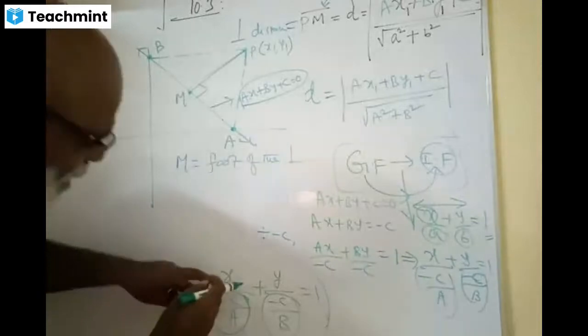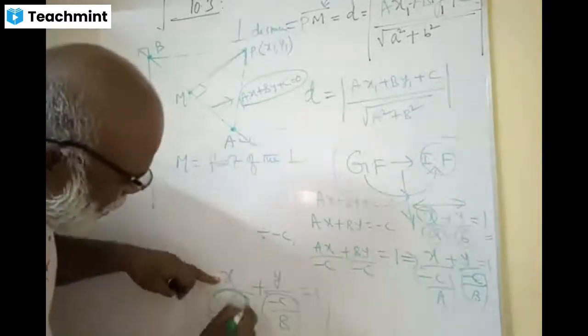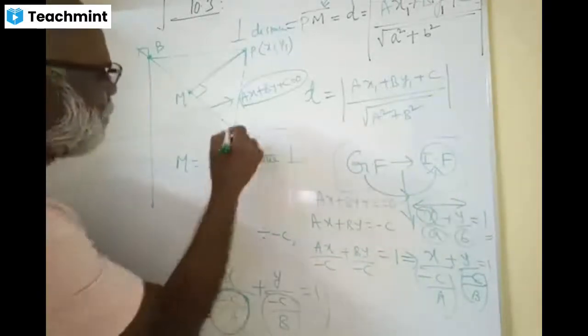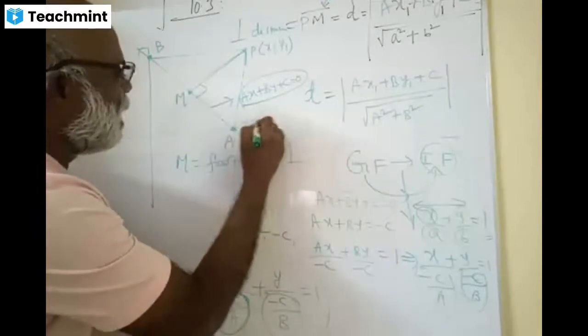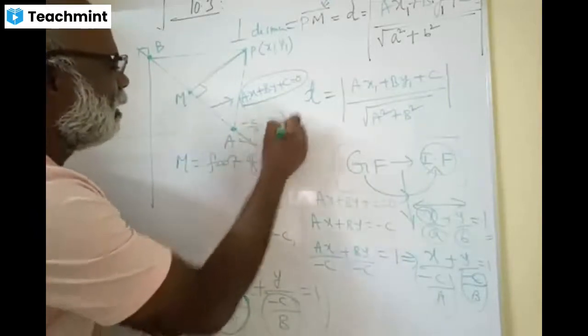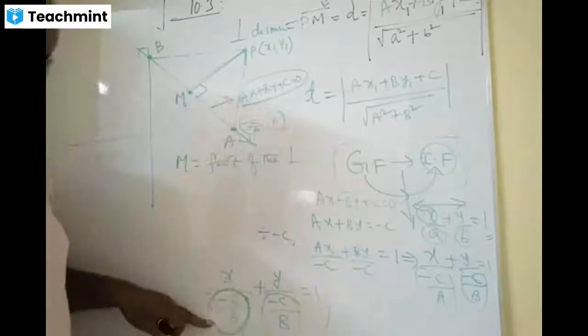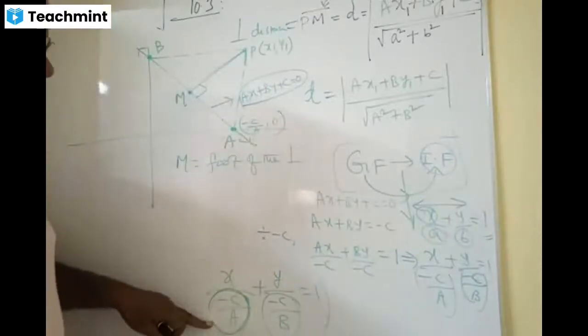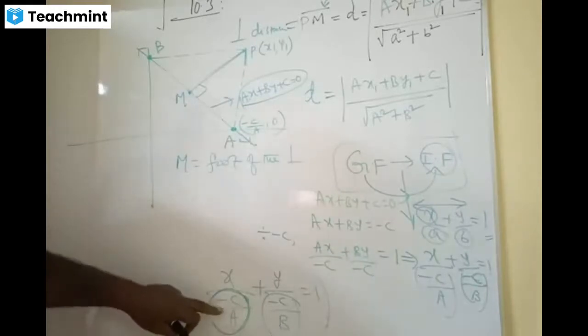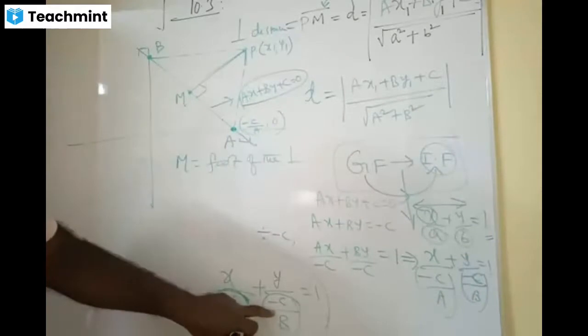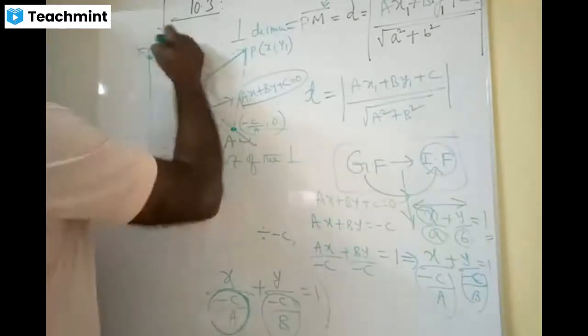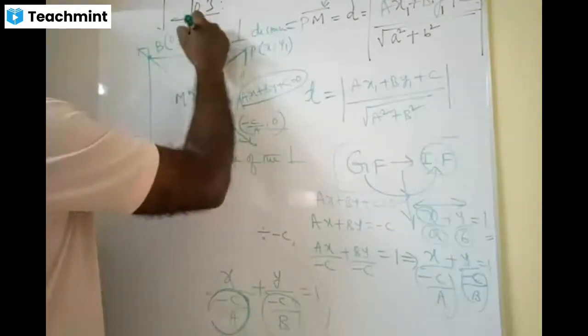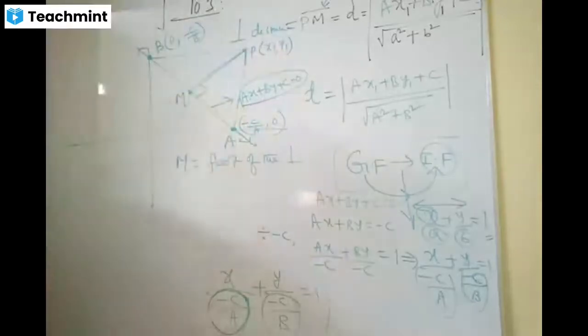Friends, here this is called a. That means this is called the x intercept. Now my work is done. Can I write this form? Yes or no? Yes, sir. This is the x intercept now. And what about this one? Y intercept. So B is nothing but (0, minus c by b). Is it okay?